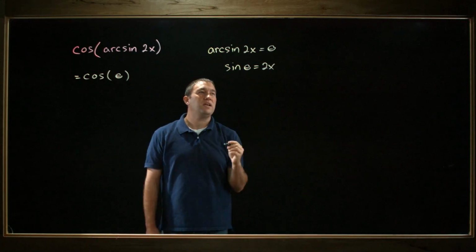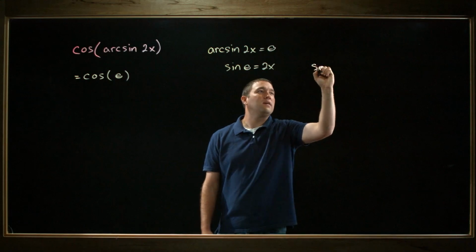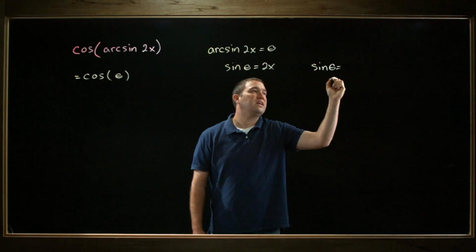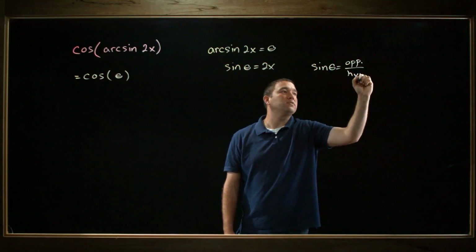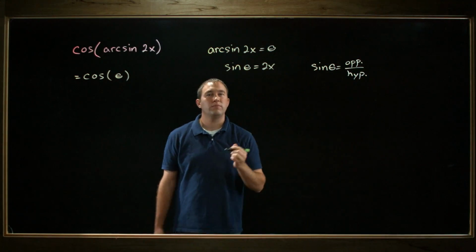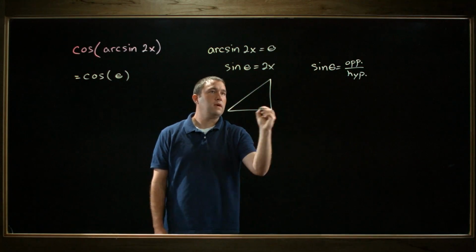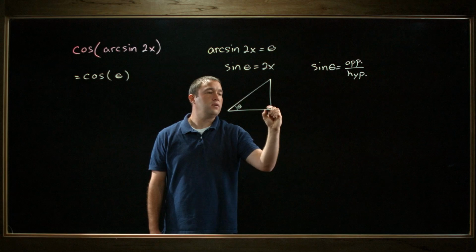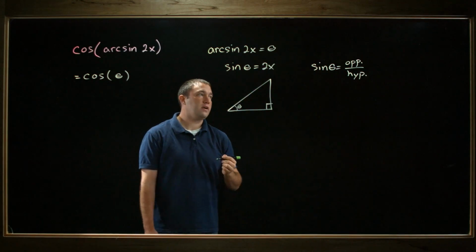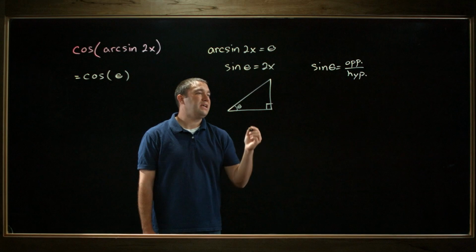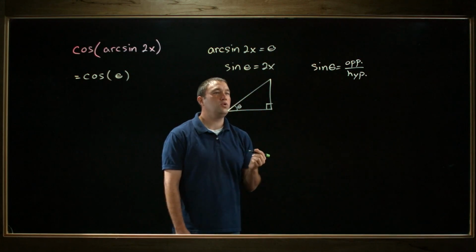Okay, sine of theta equals 2x. I know from trigonometry that sine of theta is opposite over hypotenuse for a right triangle. So let me draw a right triangle. And I'll put theta right here on the angle. And then I'm going to want to populate the sides of this right triangle. Sine of theta is opposite over hypotenuse. And I want this to equal 2x.